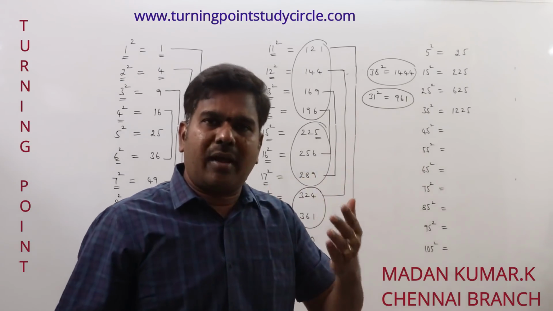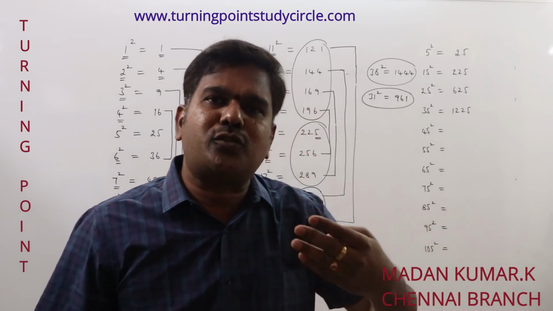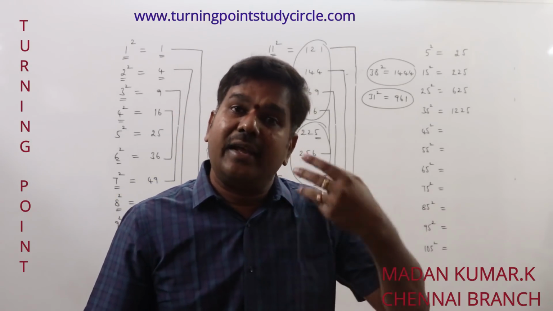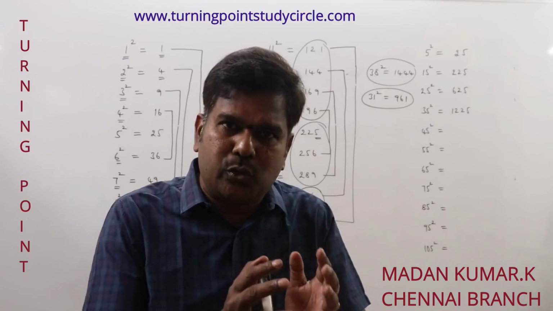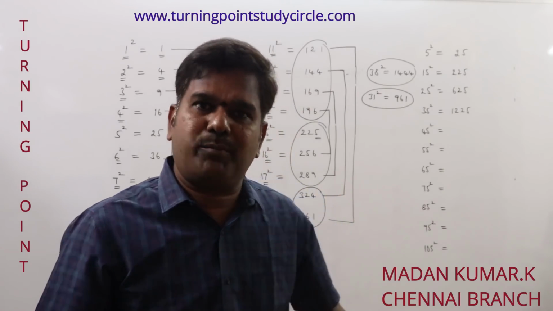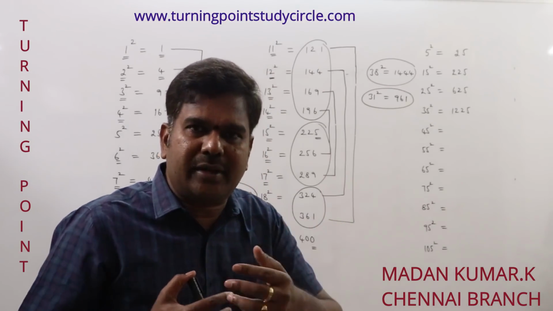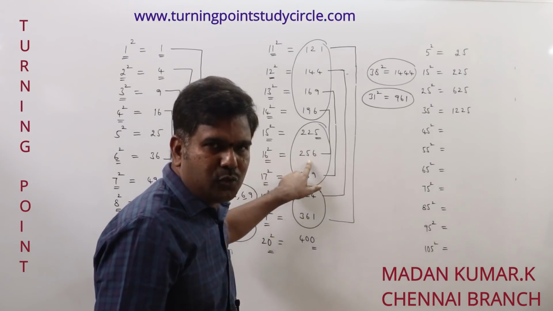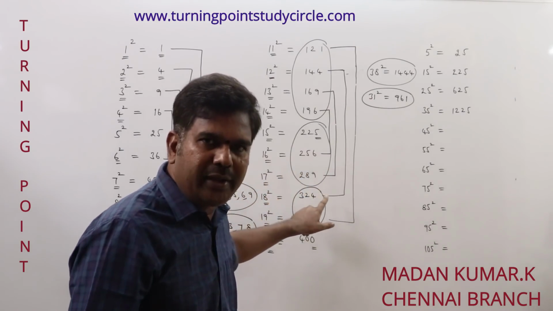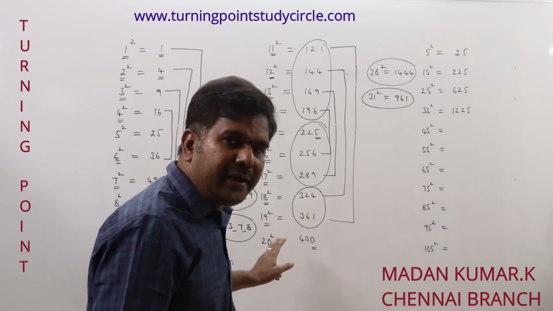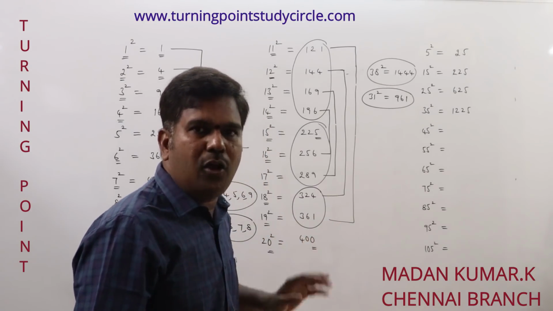As I told you, from 11 to 14 a total of 4 squares are between 100 and 200, and 15, 16, 17, the next 3 squares, are between 200 and 300. 18 and 19 are between 300 and 400. 15 square is 225, 16 square is 256, 17 square 289, 18 square 324, 19 square is 361 and 20 square 400.